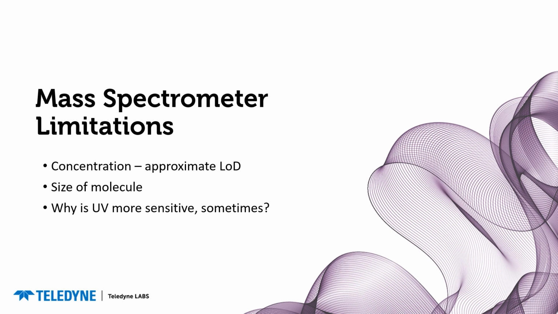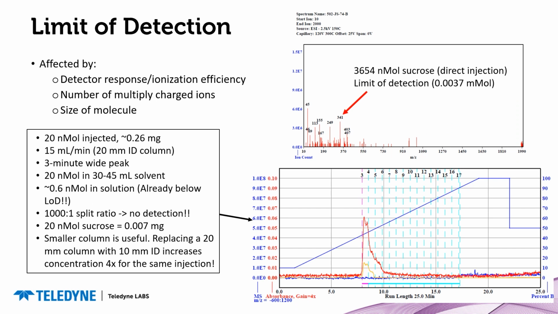Purifying peptides and nucleotides with a mass spectrometer is different from purifying small molecules. Peptides and nucleotides are larger, so more massive sample is needed for the same number of molecules. Here's a customer sample of an oligotide. 20 nanomoles was injected onto a 20 millimeter column. This is about 0.26 milligrams. The peak was 3 minutes wide, so it eluted in 30 to 45 minutes of solvent.